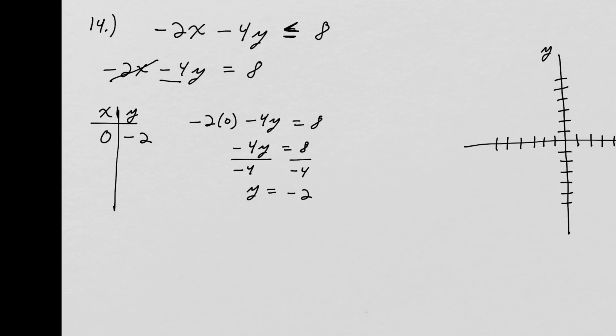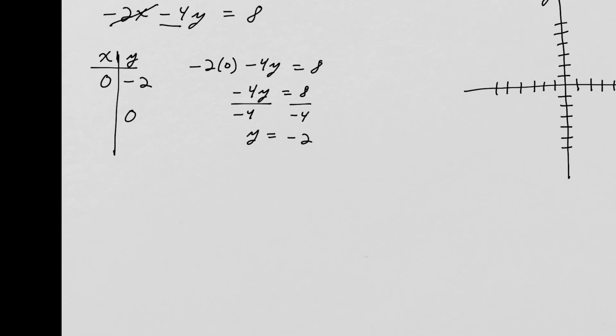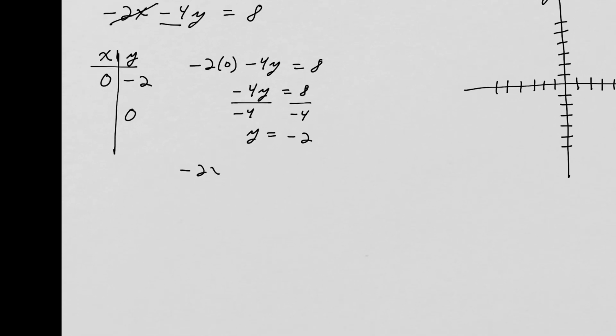Okay, so you can either reason it out if you have nice easy numbers, or you can actually just do it out. Plug in x equals 0 and then solve for y. And then probably a nice easy value to plug in is now y equals 0. So then I'm going to have negative 2x minus 4 times 0 is equal to 8. So negative 2x equals 8. If I divide by negative 2, then I have x is equal to negative 4.